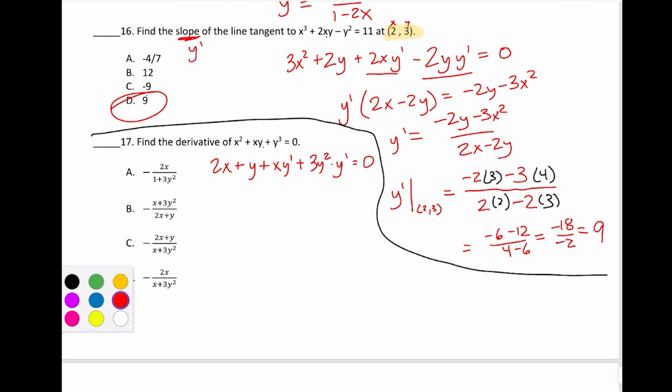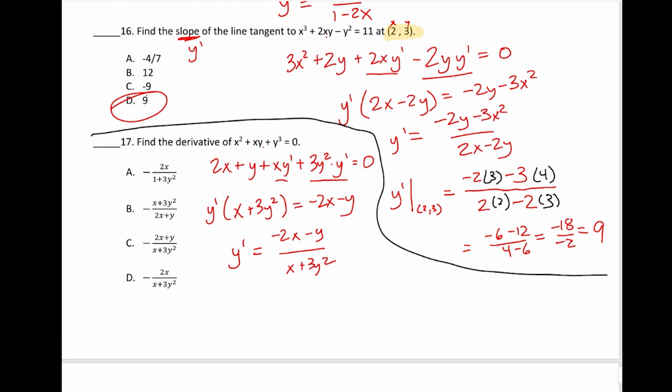Now I'm going to isolate y prime. I'm going to factor it out of the two terms that have a y prime. So that's going to leave me with x plus 3y squared. And then I'm going to move the 2x and the y over to the right-hand side. Now I've got y prime equals negative 2x minus y over x plus 3y squared. Now just be a little careful when you're looking through these answer choices because none of them look exactly like this. But if you look at choice C, which is going to be our answer here, this negative would get distributed to both of these, and we see we have both negatives there. So everything is accounted for.